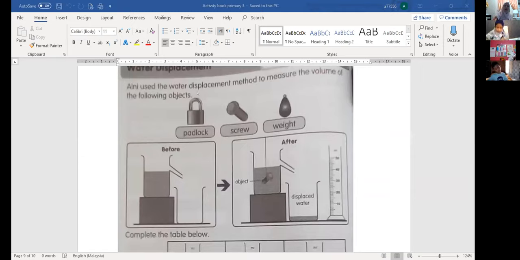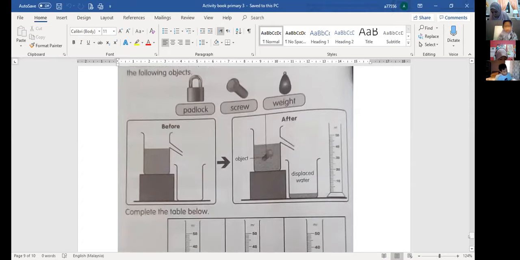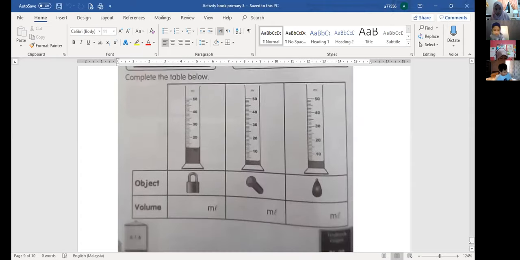Use the water displacement method to measure the volume of the following object. Okay, now we use the Eureka can. Before we put the object, the water level inside the Eureka can is full. So when we put the object, the water will overflow. So now I want you to get the reading. What is the volume of the padlock, the screw, and also the weight, pemberat?